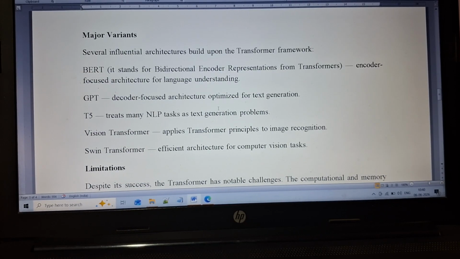Major variants. Several influential architectures are built upon the transformer framework. BERT stands for Bidirectional Encoder Representations from Transformers, an encoder-focused architecture for language understanding. BERT is for language. GPT is a decoder-focused architecture optimized for text generation. T5 treats many NLP, natural language processing, tasks as text generation problems. Vision Transformer applies transformer principles to image recognition. Swin Transformer is an efficient architecture for computer vision tasks.